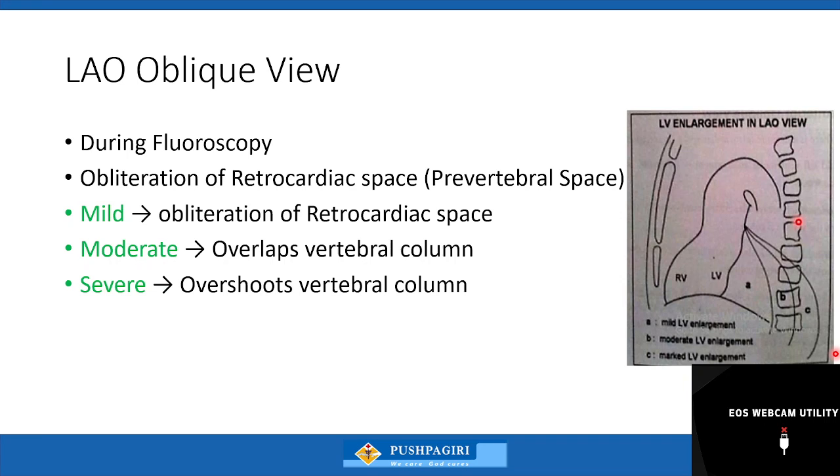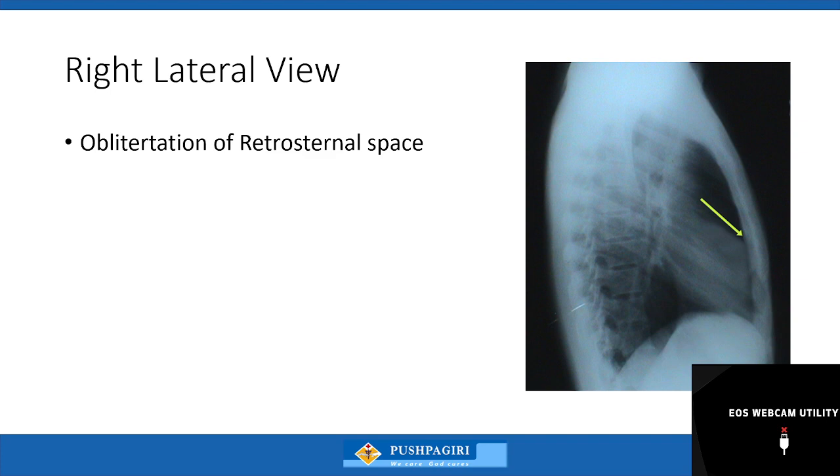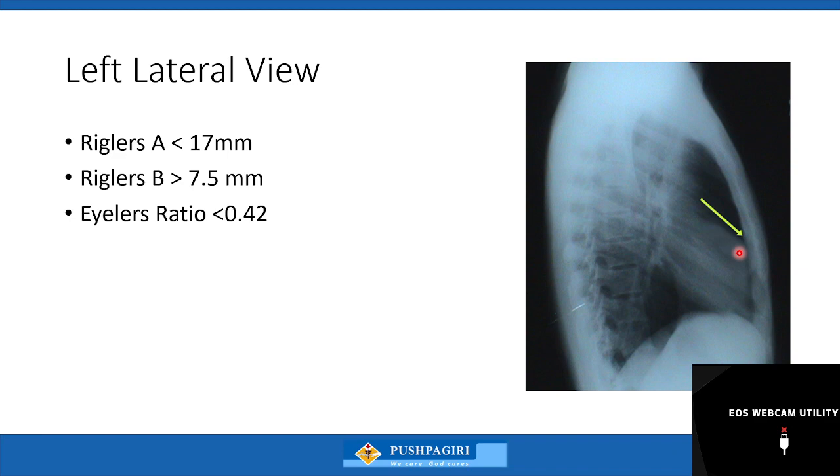Now we'll come over to RV enlargement. RV enlargement will cause an acute cardiophrenic angle, and on the right lateral view there is obliteration of the retrosternal space. The middle third will be obliterated or even above that. And in a left lateral view, the regular A will be less than 70, regular B will be more than 7.5, and Eiler's ratio will be less than 0.5. This is just to differentiate RV from LV. So that was about all the chamber enlargements.